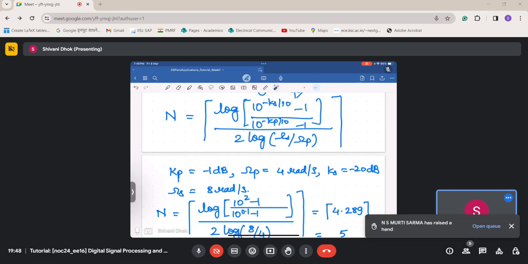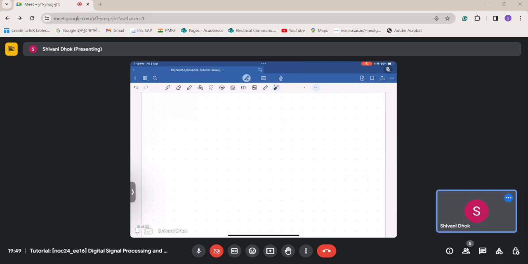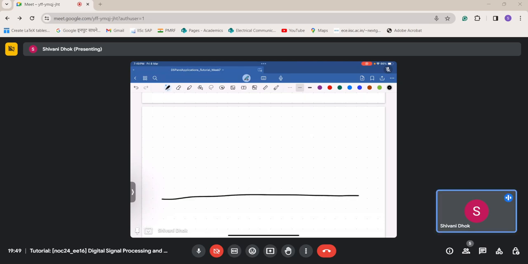Yes, please ask. You are putting Ks and Kp, and somewhere we are seeing delta 1 and delta 2 as passband tolerance and stopband tolerance. Are both equal? No, this is different. I'll tell you how. Thank you for that question.